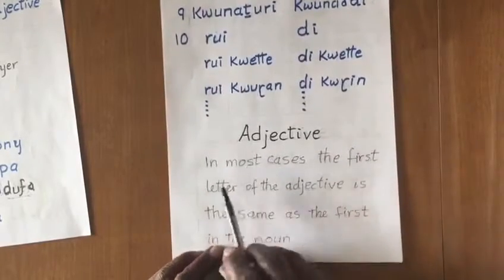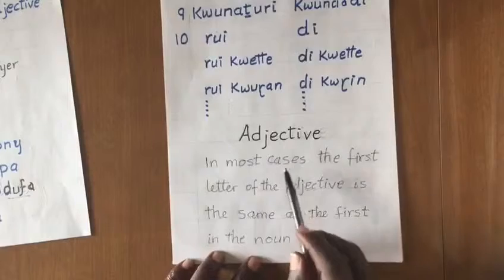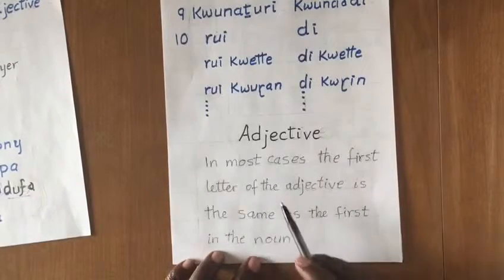Now let's skip to adjectives. There is a rule, I am writing a rule over here.